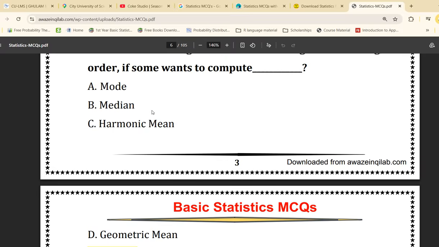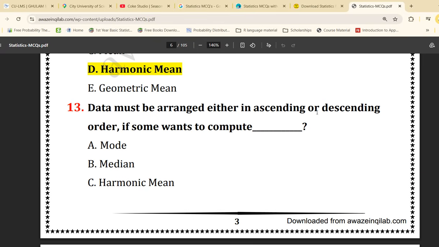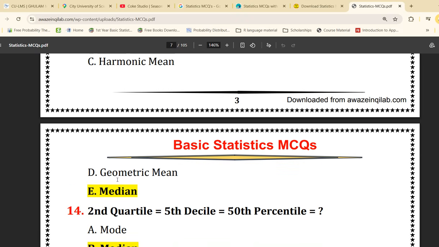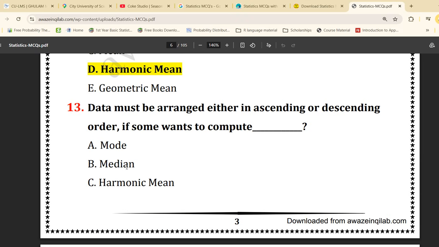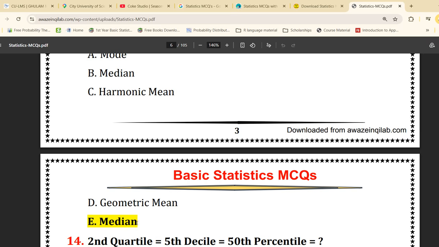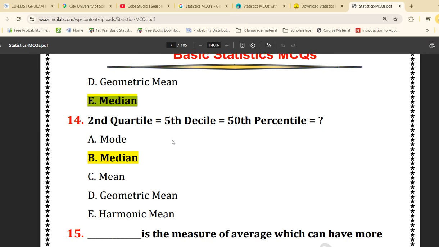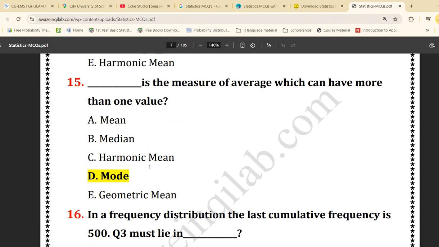Like this one: data must be arranged either in ascending or descending order if someone wants to compute the median, because in mode we don't need any arrangement. In harmonic mean and geometric mean, we don't need any sort of arrangement. We only need arrangement in median. Similarly, the second quartile Q2, D5 and P50 is equal to what? Median. That's the central value.